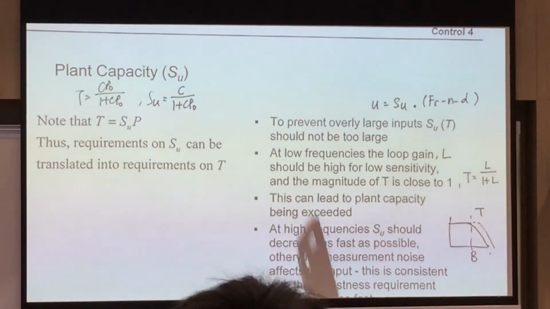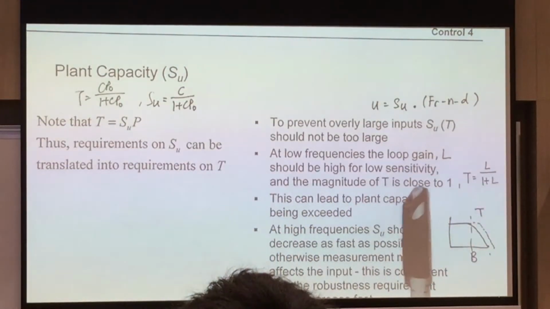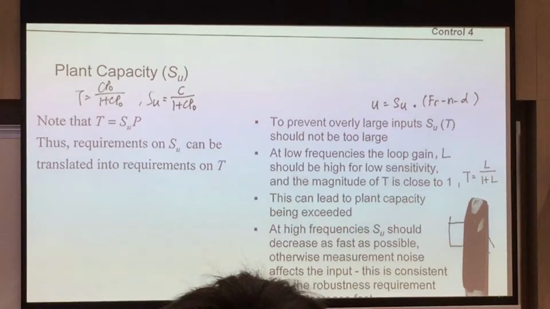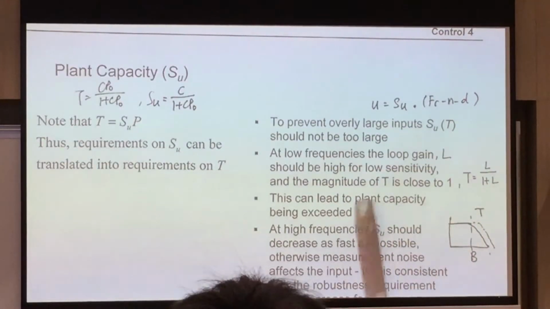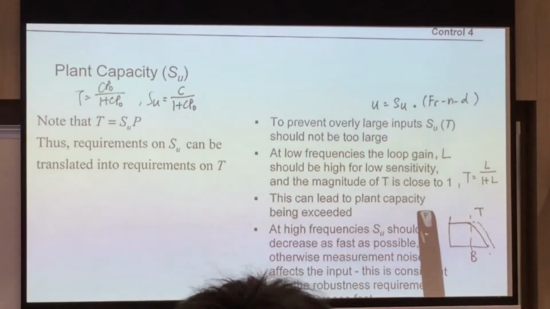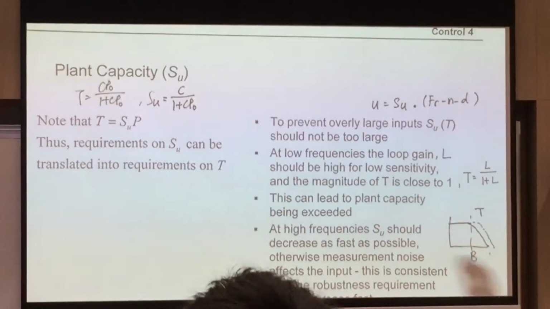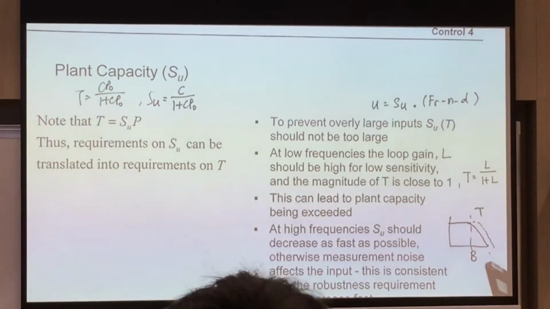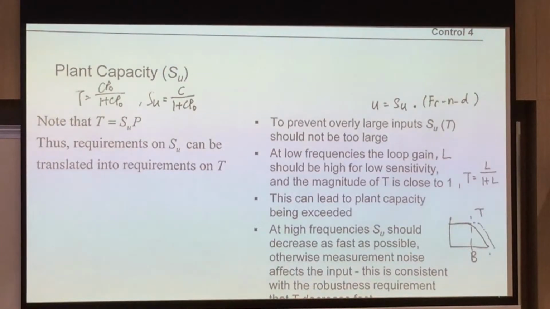It also tells you that at low frequencies, your loop gain should be high for low sensitivity and T is equal to 1. At low frequencies, if you have this, you may need a high capacity. And at high frequencies, your Su should decrease as fast as possible because Su has to follow the same relationship as T. Otherwise your measurement noise will affect the input. So it's still relatively consistent.